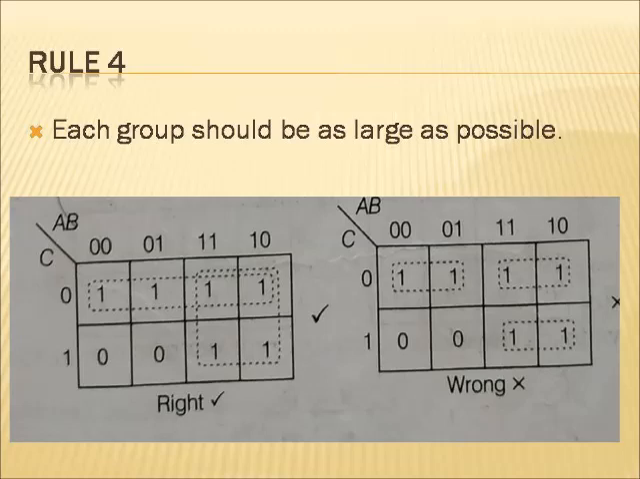So when we form the groups, our aim should be to form larger groups. Instead of creating smaller groups, we always try to create a larger group. Given in the image, you can see that the right hand side is the wrong one, where they are forming 3 pairs. When we form the groups as pairs, there are 3 groups. When we form the groups as quads, meaning 4 members in a group, there are only 2 groups.